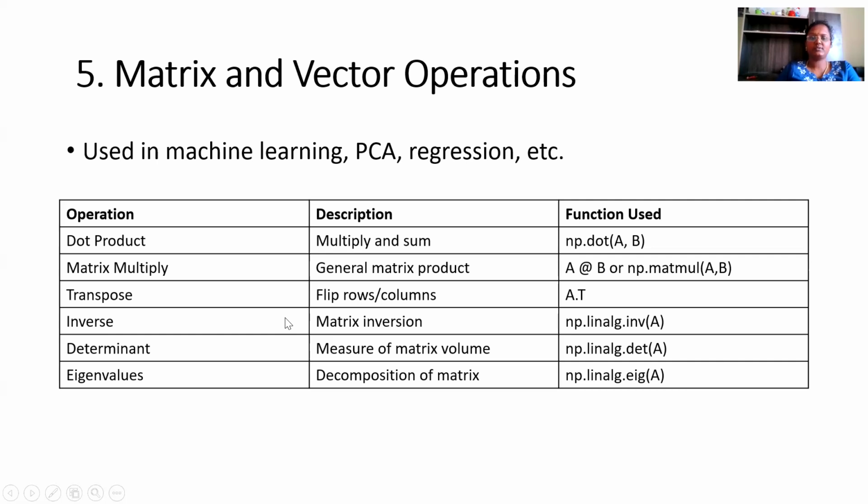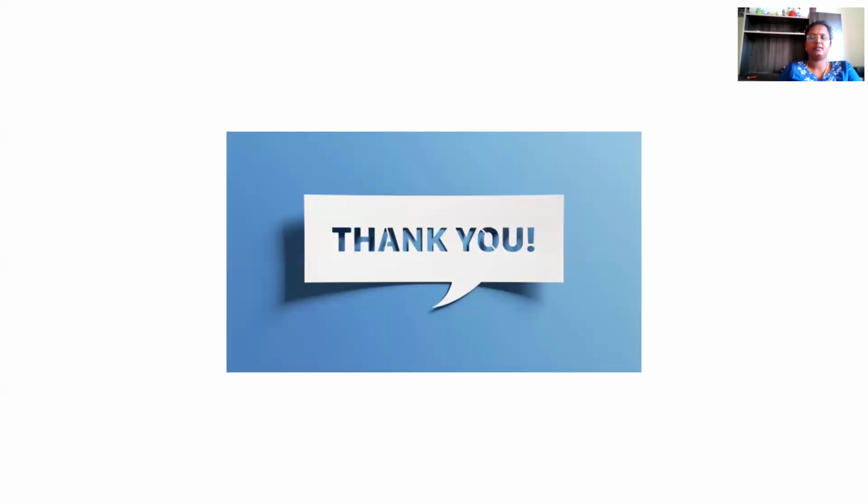And transpose. Sometimes we have to flip the rows and columns according to the methods that we are using; that is transpose. And inverse, matrix inversion. And determinant, we have to find out. Eigenvalues are very important. These are the very basic mathematical operations that we are using in data analysis.